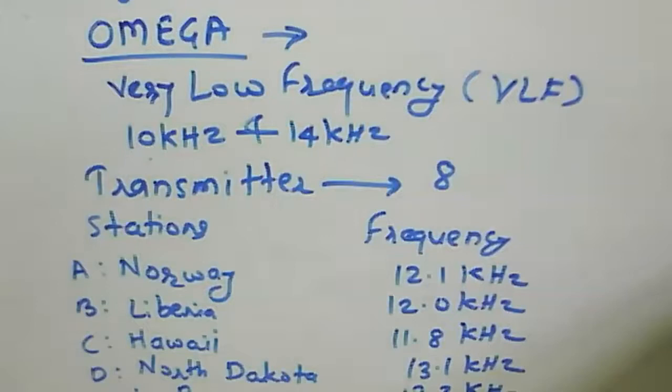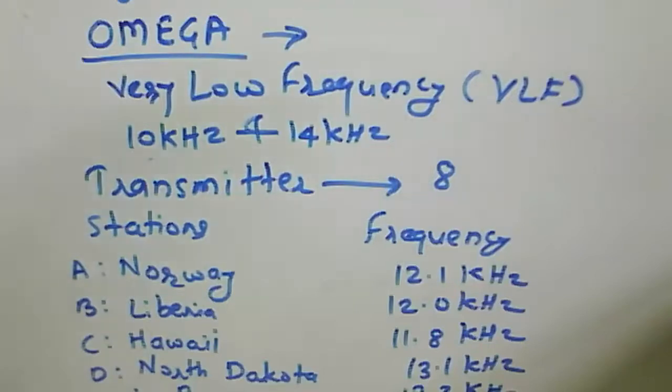Today we start the Omega navigation system. The Omega navigation system is used worldwide as a radio navigation system, and it operates in the very low frequency range, between 10 kilohertz and 14 kilohertz, and it provides an all-weather navigation service to the marine navigator.